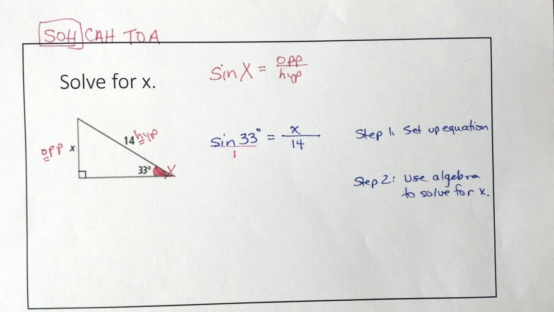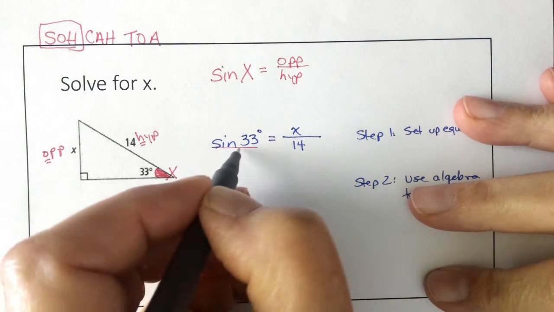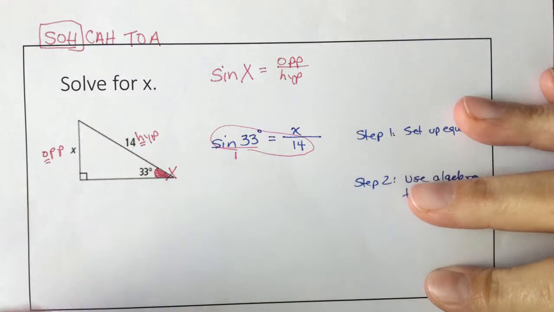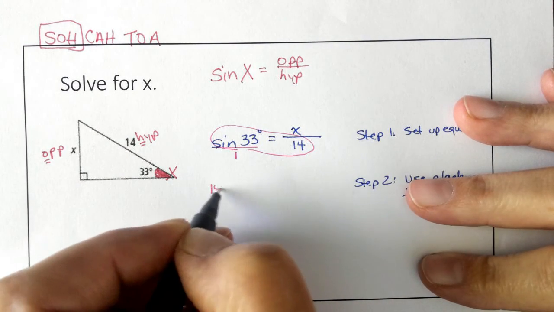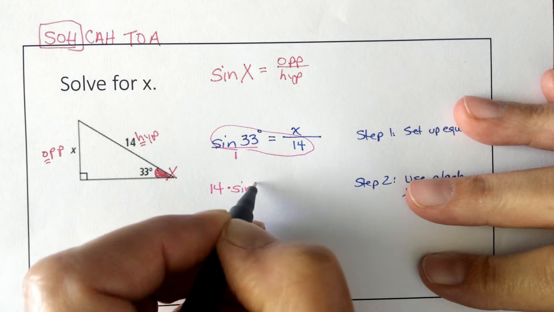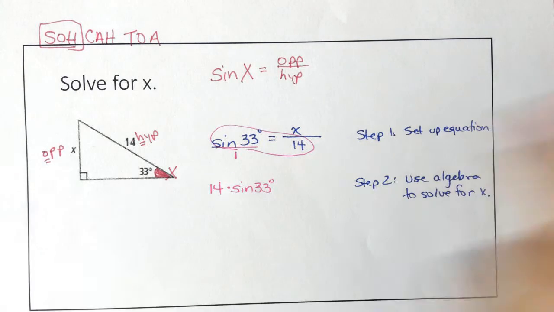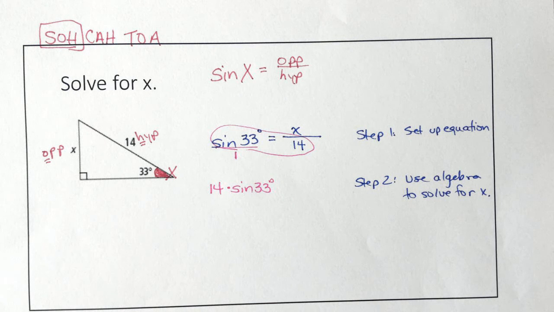When you cross multiply, then you get sine 33 times 14. Now I like to put the 14 in front of the sine 33 because when I type this in the calculator, it's going to make me put the 33 in parentheses. And if I'm not really careful, I might accidentally put the 14 in parentheses as well, and that would give me a wrong answer. So put your coefficient in front of the sine, cosine, or tangent when you cross multiply.